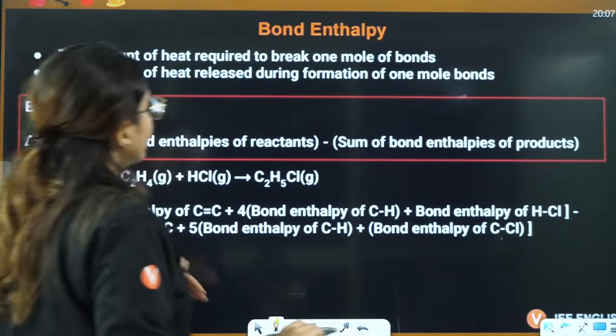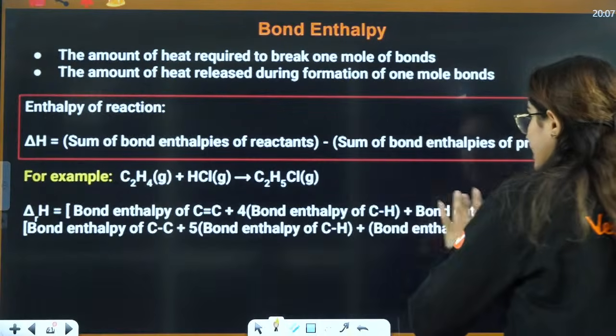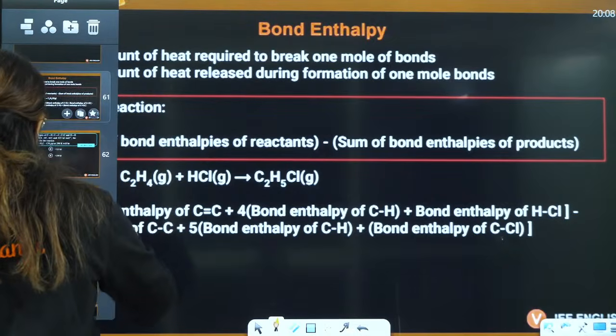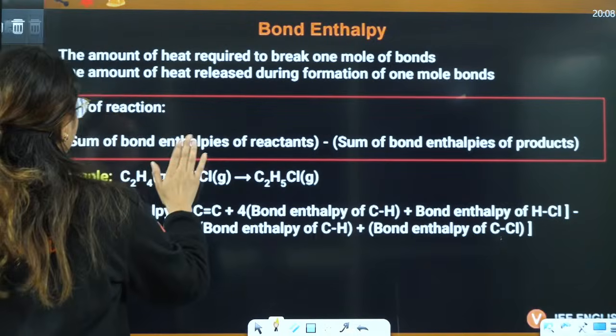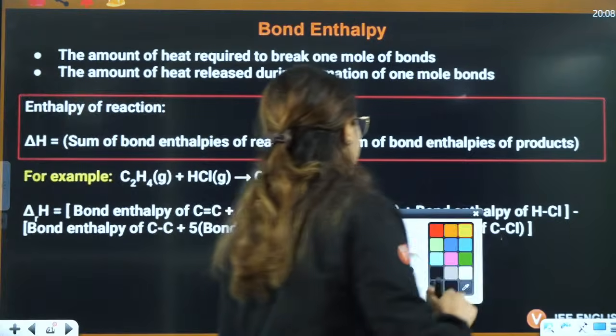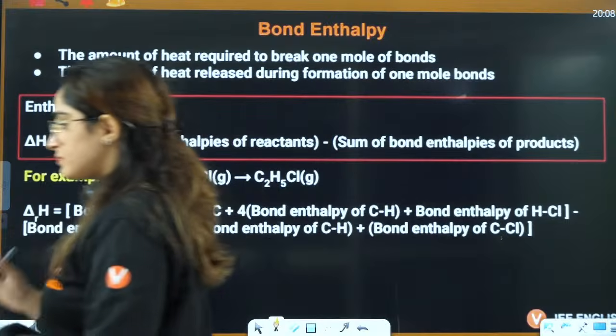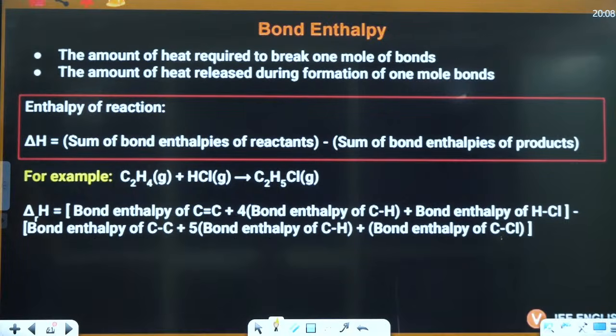Then, very important, bond enthalpy, which you were asking me about before as well. Let's talk about this in detail and then we'll do questions on that. Let's see bond enthalpy here. If you see this here.